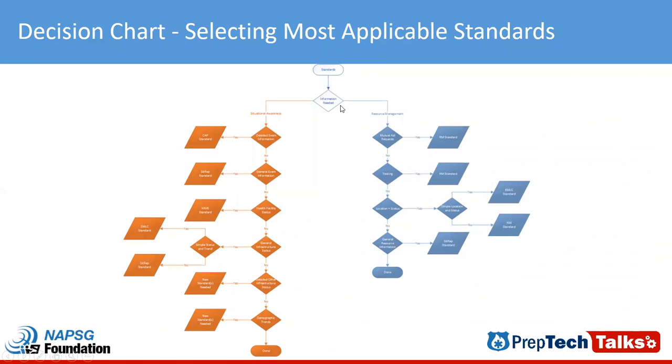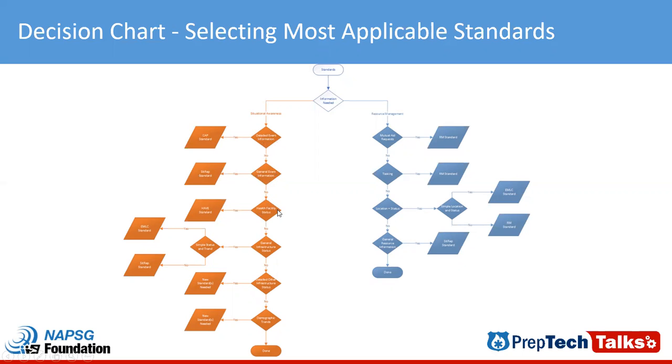You can see here it's that same construct: you've got your standards, you have your information need. Is it situational awareness, which is in the orange, or is it resource management? And as you drive through these different items, is it detailed event information? If yes, then you would use the CAP standard. If no, you would move on to general event information. If that's what you're looking for, you would use the SITREP standard.